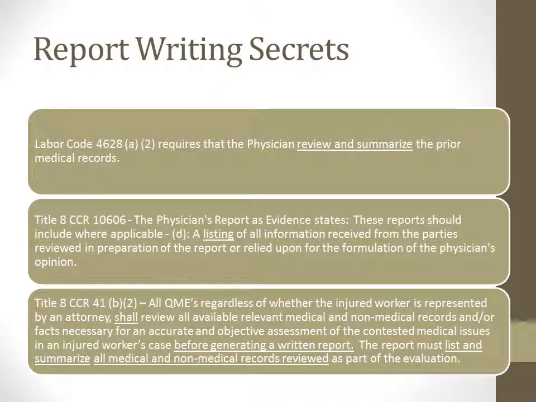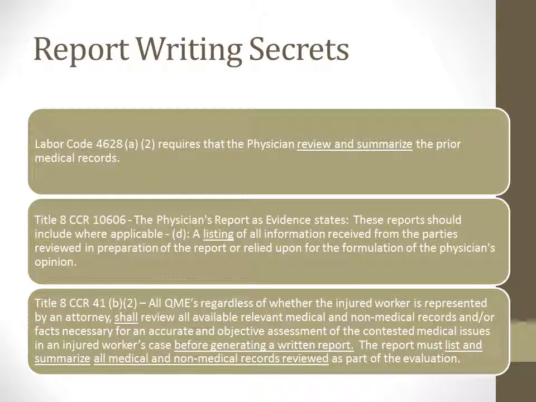Labor Code 4628(a)(2) requires that the physician review and summarize the prior medical records. Review and summarize. Now, with Labor Code 4062.3, the one we just went over, it required that you identify all information. This code, Labor Code 4628, requires that you review and summarize. How do you review the medical records? Well, you review them by reading them. How do you summarize? You summarize those records in writing. Under the Review of Records section of your report, you are obligated under this code to give a summary of each of the records that you received, that you relied upon, and that you reviewed.